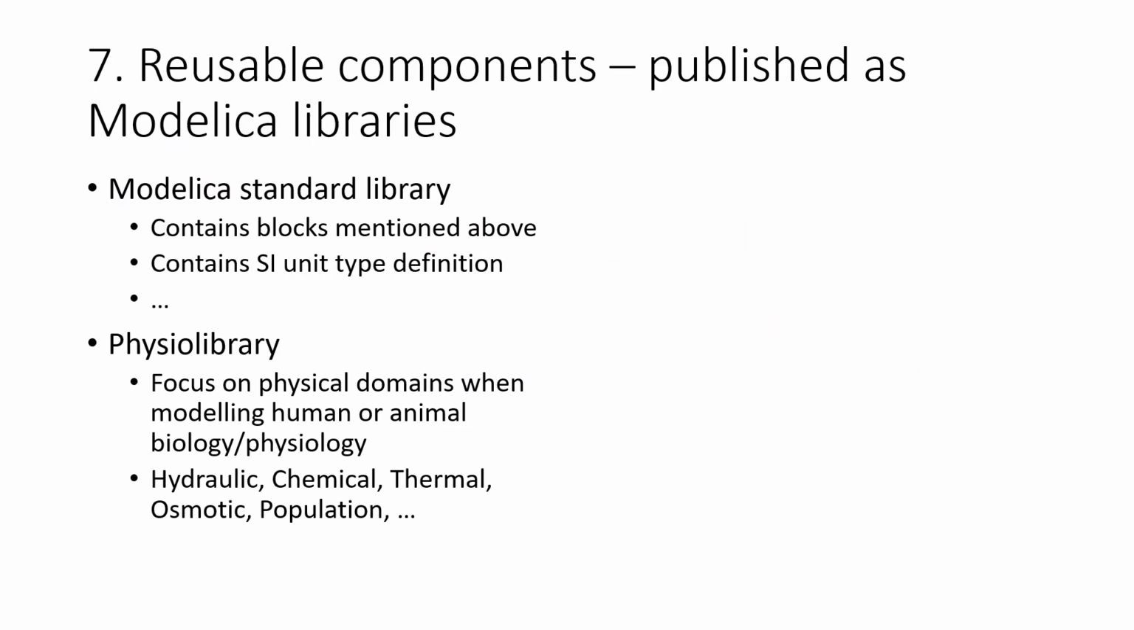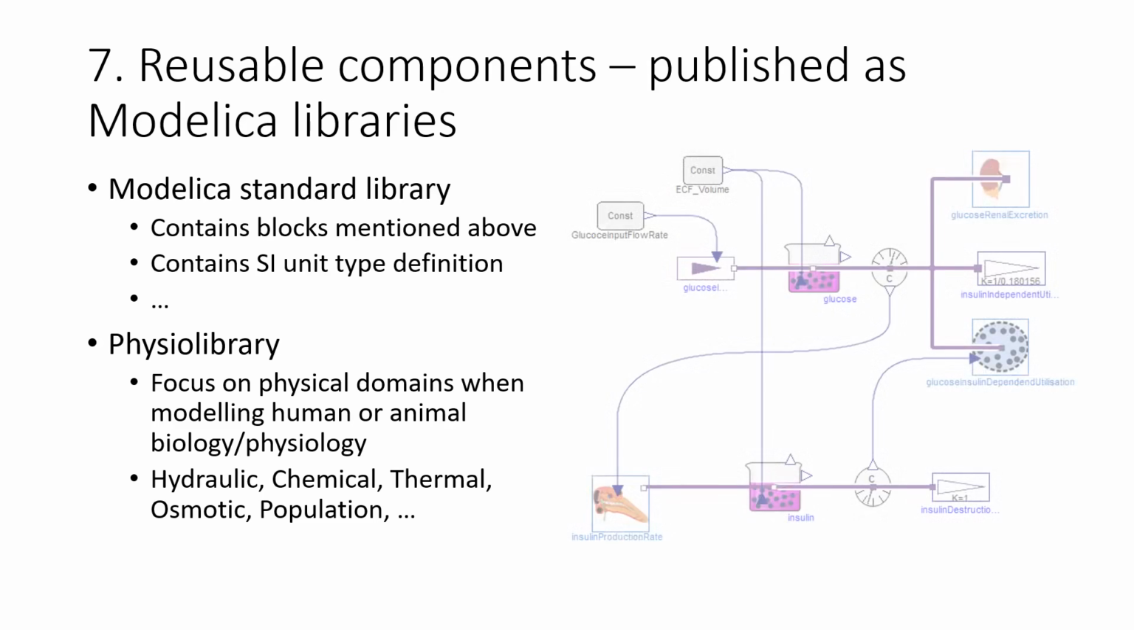It's quite time-consuming to define components, but if they are sensibly implemented, they can be shared, and they are very reusable and published as Modelica libraries. The Modelica Standard Library already contains the blocks mentioned above and also contains SI unit type definitions. In our laboratory, we published the Physio library, which focuses on physical domains when modeling human or animal biology and physiology. The model of glucose insulin regulation can be expressed in the Physio library like here.